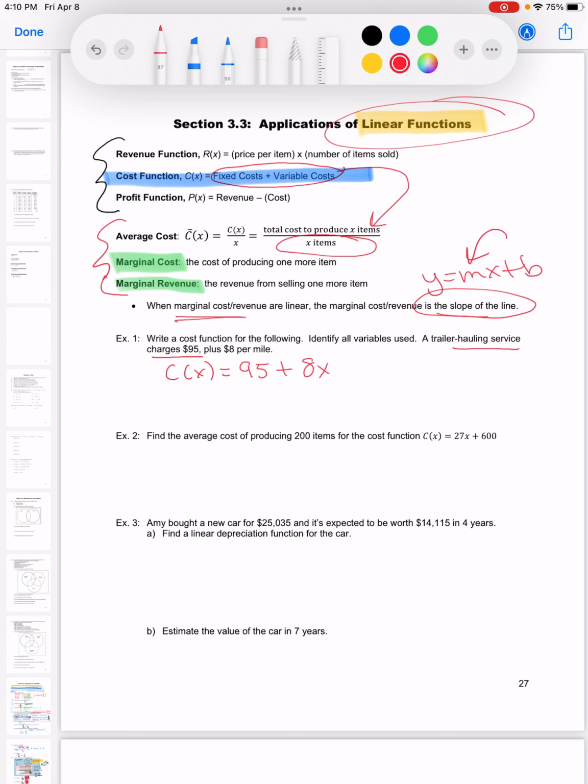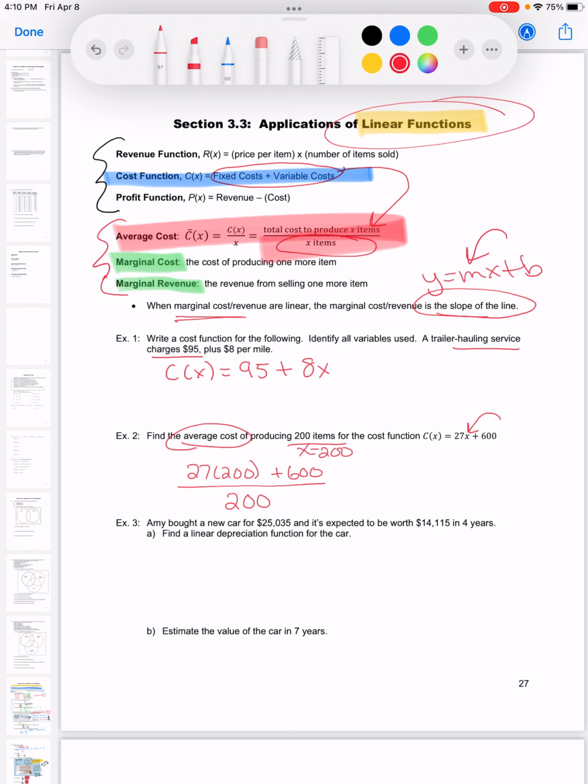Now 2 here is going to bring in the new concept of average cost for 200 items. So if we remember back up here to our average cost, I'm going to have to figure out my total cost for 200 and divide it by that same x. So in this case, x is 200. So it would be 27 times 200 less 600. Just plug in 200 for x. And then I'm also going to have to divide by 200. That's what makes it an average cost, is dividing by that x.